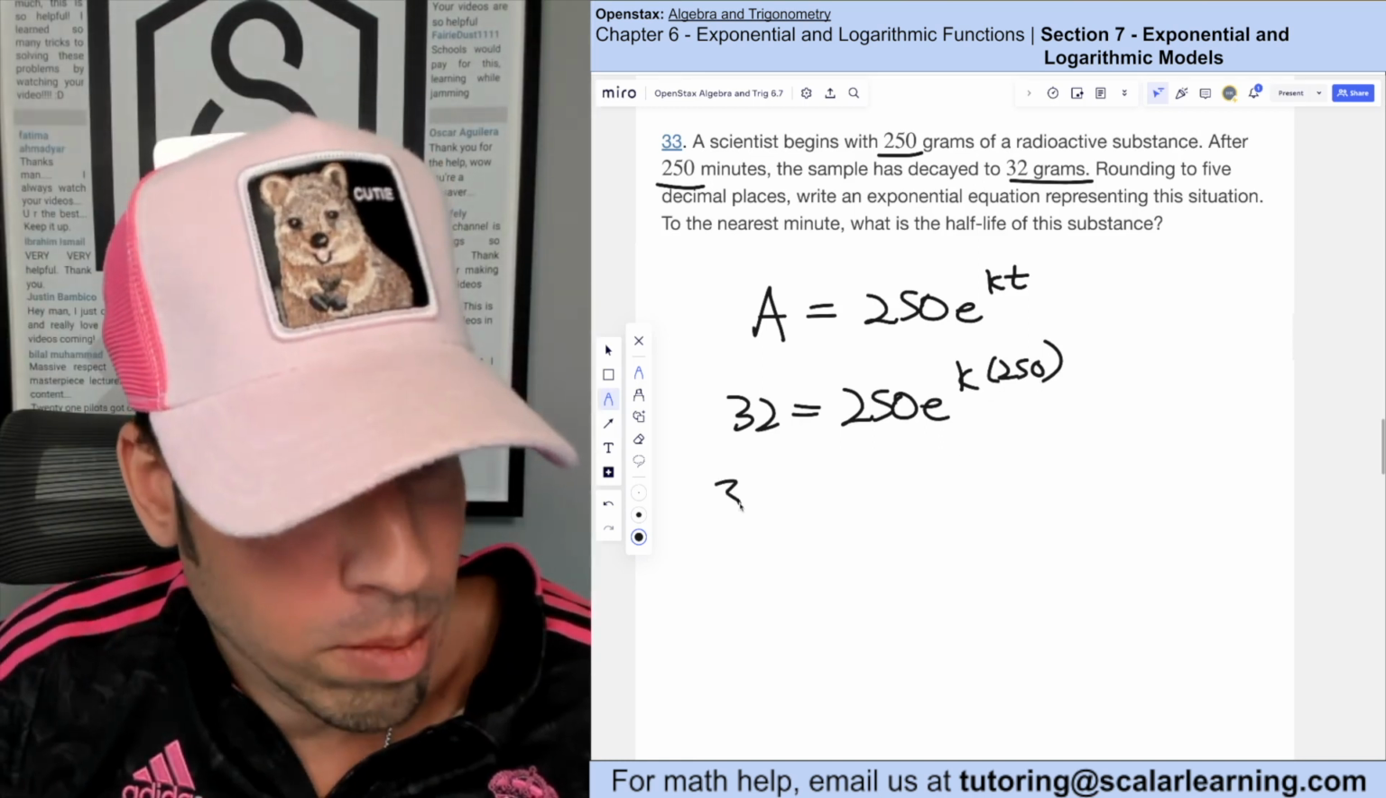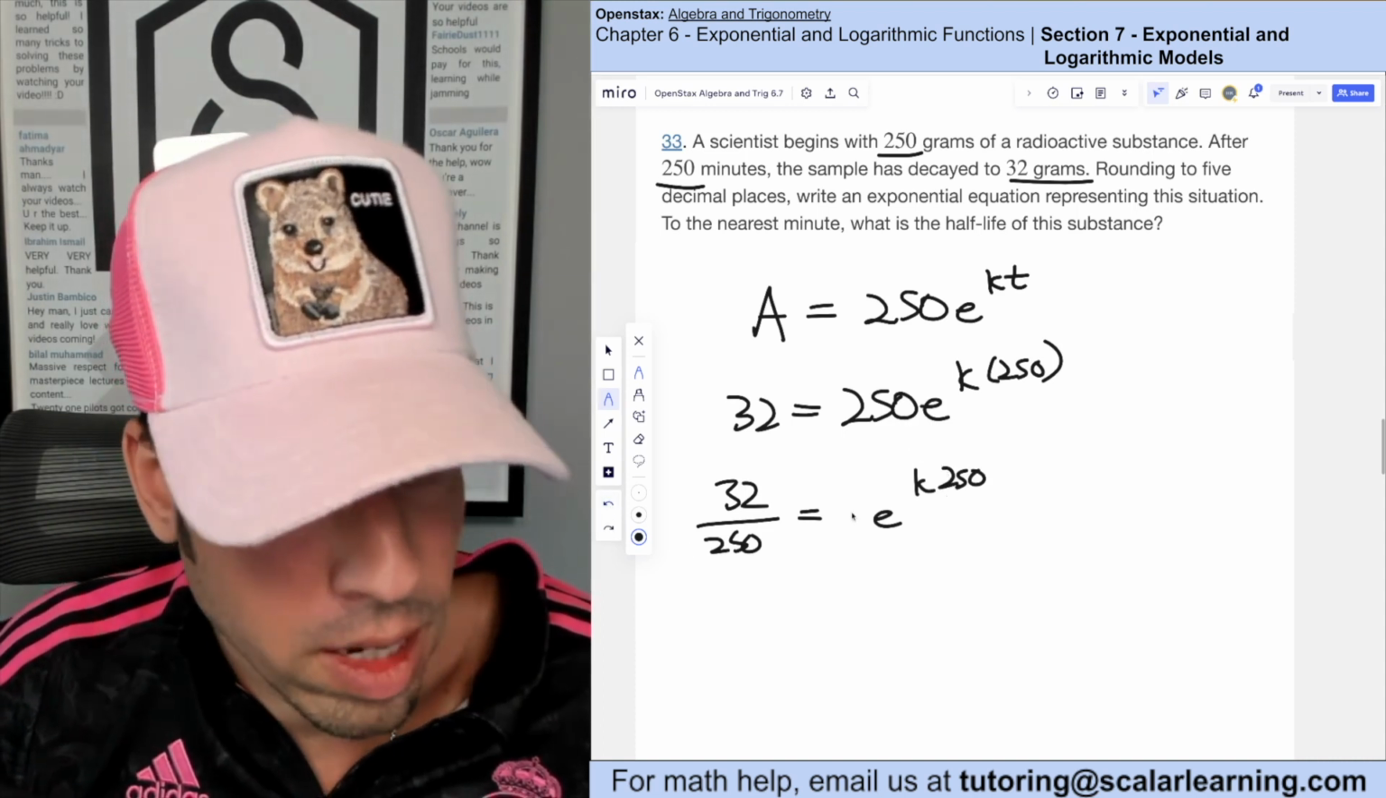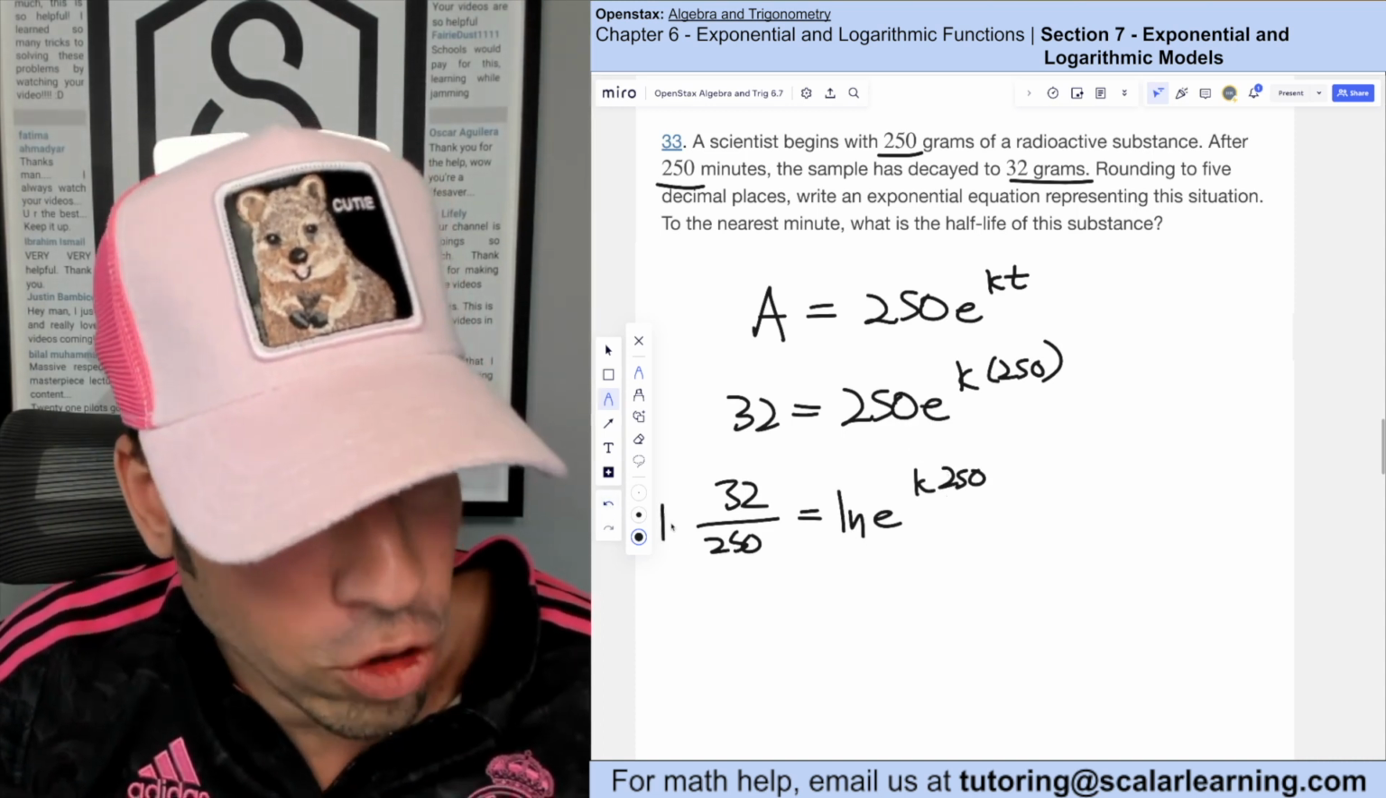So first I'm going to divide both sides by 250. Then to get this variable out of the exponent, I have to take a log. So I'm going to take natural log of both sides.